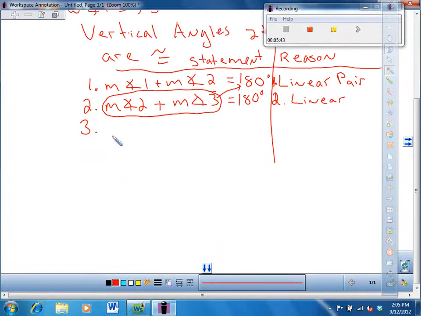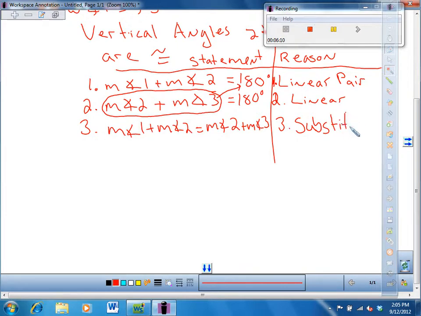So now what I'm going to write is that the measure of angle 1 plus the measure of angle 2 equals the measure of angle 2 plus the measure of angle 3. And what I just did is something called substitution, where I substitute one equation into another equation. Now remember where I'm trying to get to. I'm trying to get to 1 is equal to 3.